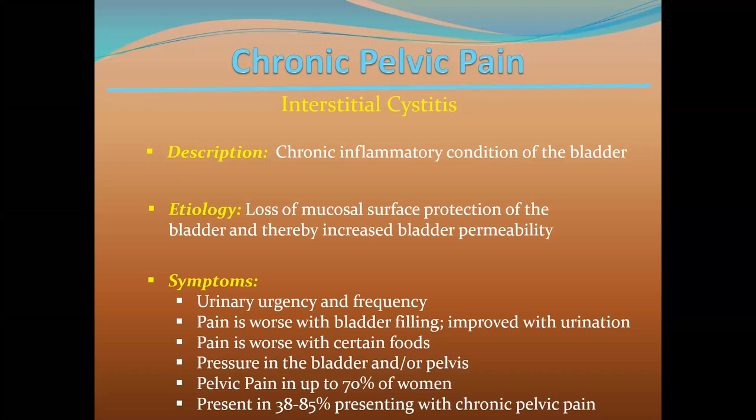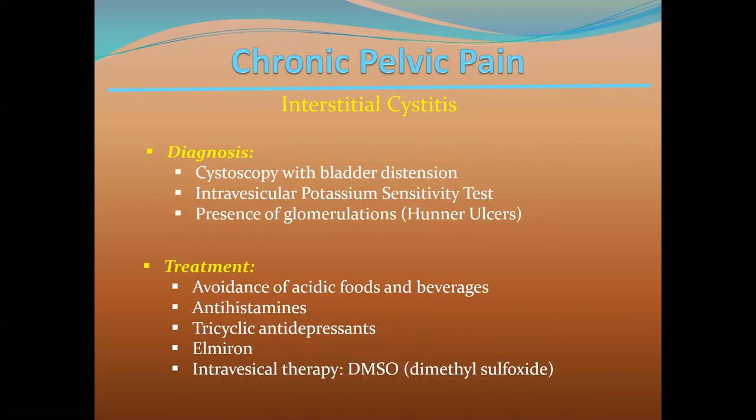Symptoms are urgency, frequency, and pain that is worse with bladder filling and improves with urination. Pain is worse with certain force or pressure on the bladder and pelvis. Pelvic pain is present in up to 70% of women, and 38 to 85% present with chronic pelvic pain. Diagnosis is by cystoscopy with bladder distension.